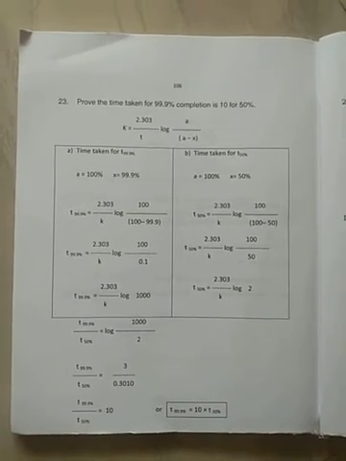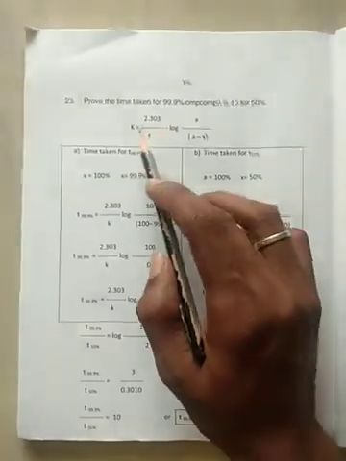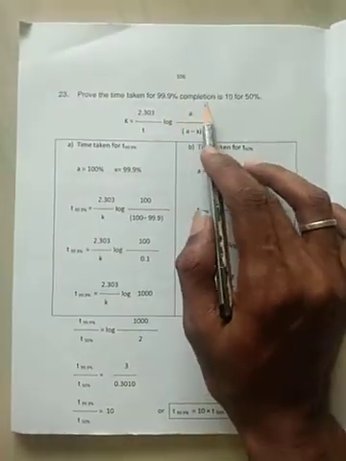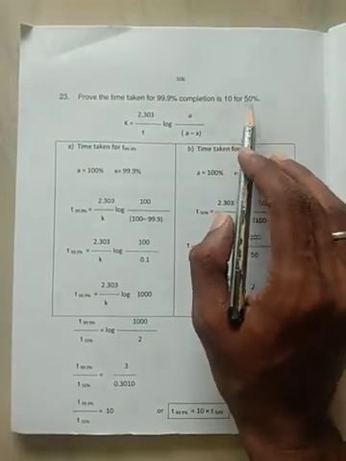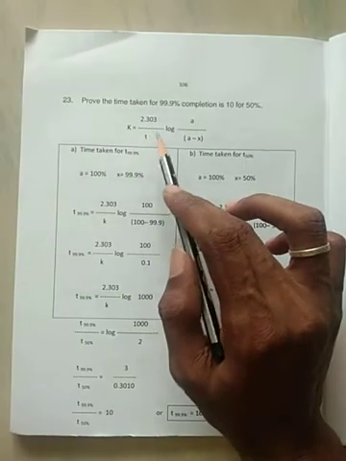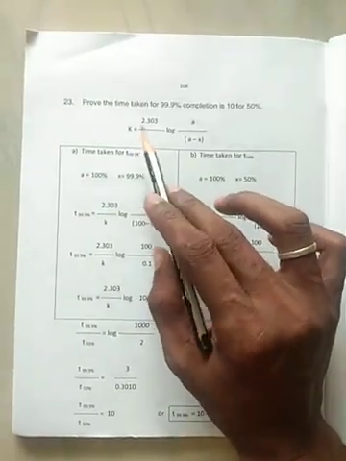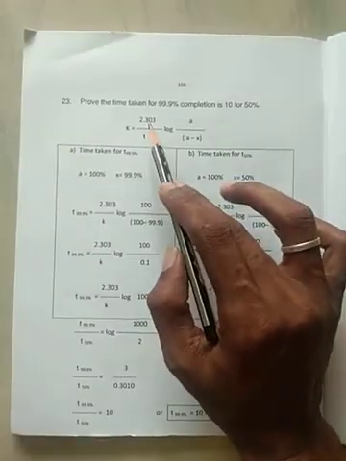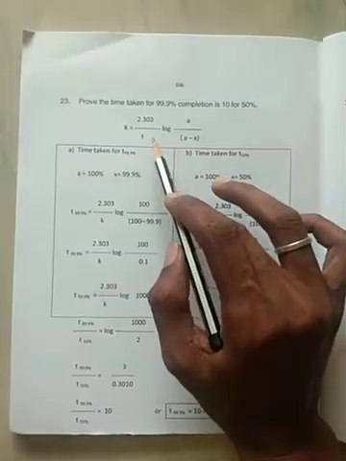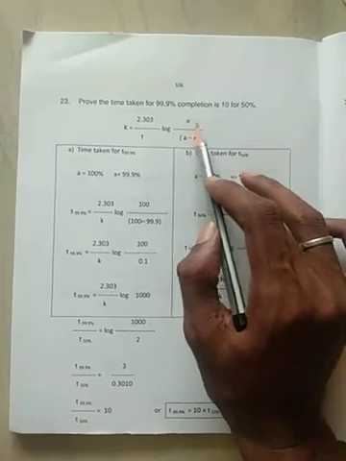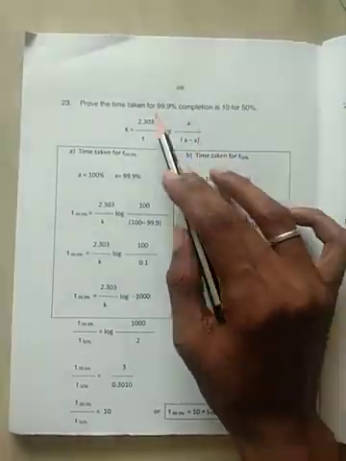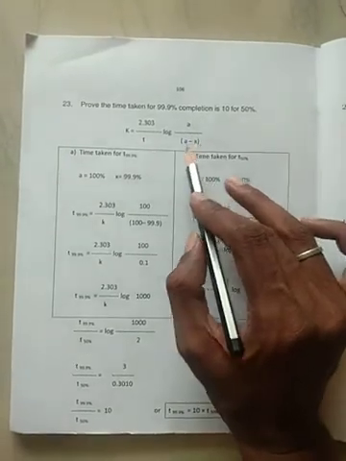In this first order reaction is applied. So prove the time taken for 99.9% completion is 10 times that for 50%. So first order reaction formula in chemical kinetics: K equal to 2.303 (the natural log converted to base 10 logarithmic form) divided by T, log A by A naught. So A by A minus X is the time taken.